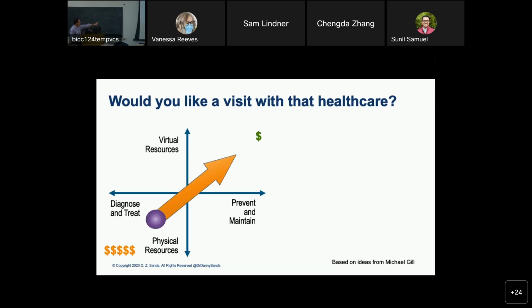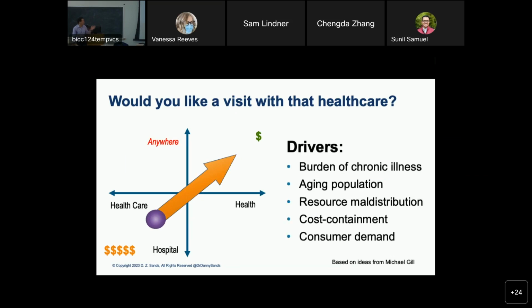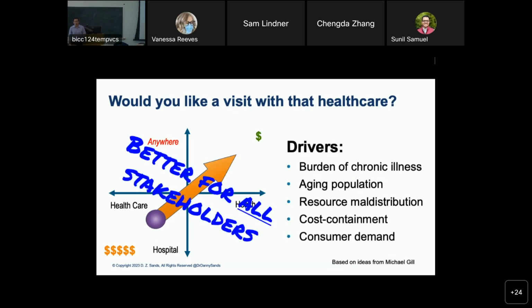And if we move to the upper right, we can change the horizontal axis, moving from healthcare to health. Many people say we have a sick care system and not a healthcare system, or it's actually not really a system at all. And we move from physical resources and virtual resources to the hospital, to the home, and even everywhere, anywhere, at any time. And there are many things that are driving this, a lot of those things that we talked about earlier. So this is better for all stakeholders.